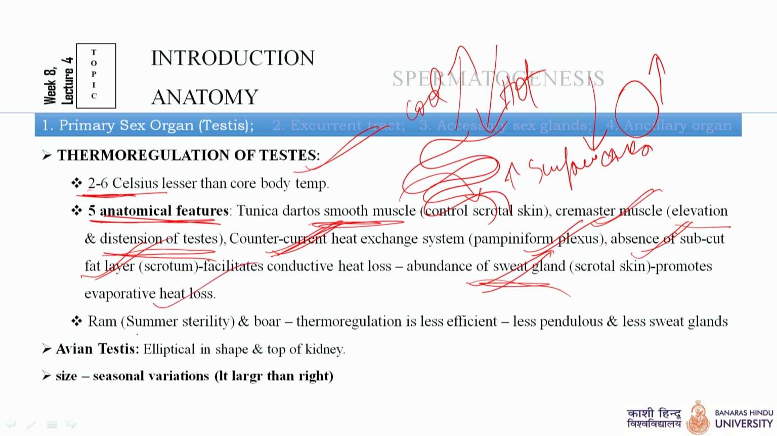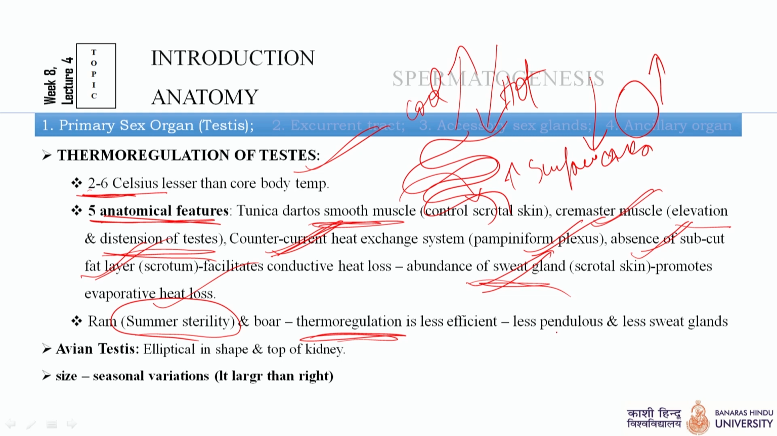Then in the ram, one special feature is called summer sterility. So in summer, what happens? Usually in the ram, the artery as well as the veins are present superficial to the scrotum, okay? So during hot and humid conditions, it affects the thermoregulation process, that means the heat dissipation. As a result, the heat exchange mechanism is lost. Due to that reason, it causes temporary sterility in the summer season. That is called summer sterility.